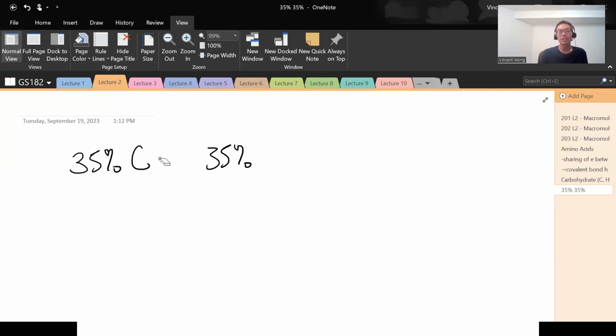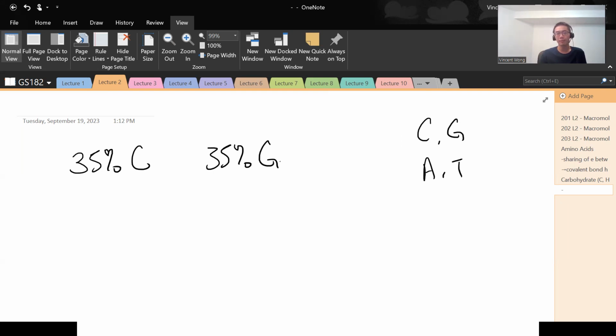What does C pair with? C pairs with G, okay? C pairs with G. A pairs with T, okay? So that's the first thing you have to remember: what pairs with what. Because C pairs with G, if you have 35% C, you would have 35% G as well.